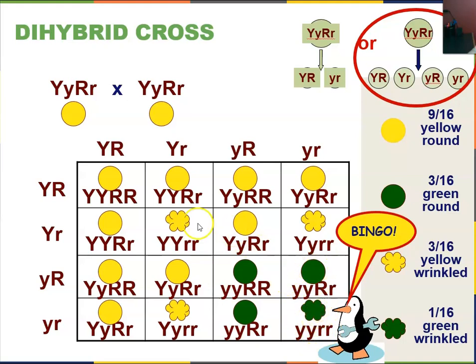Out of 16 squares, 9 are yellow and round. Count them up. Out of 16 squares, 3 are green and round. Here they are. 3 out of 16 are yellow and wrinkled. See if you can find them. Here, here, and here. And then 1 out of 16 is green and wrinkled. So there's our 9 to 3 to 3 to 1 ratio for our dihybrid cross.